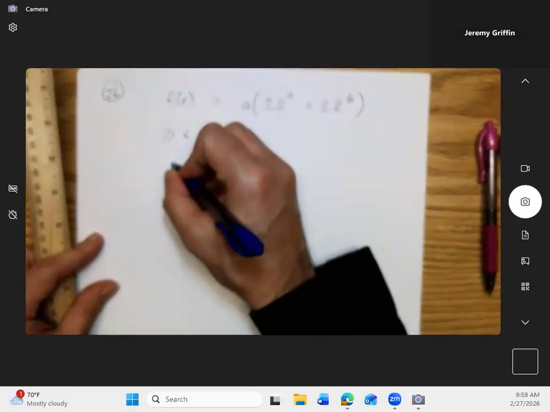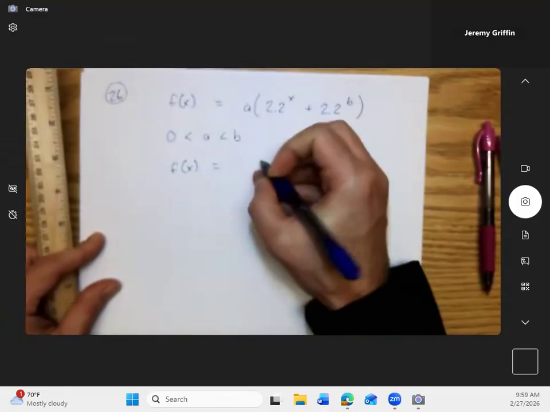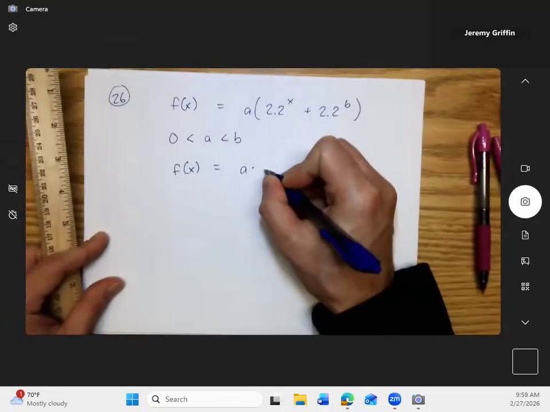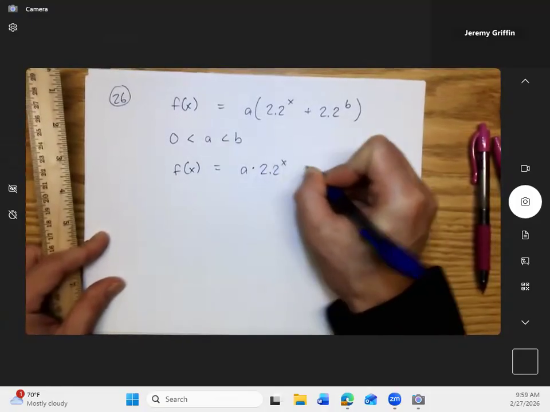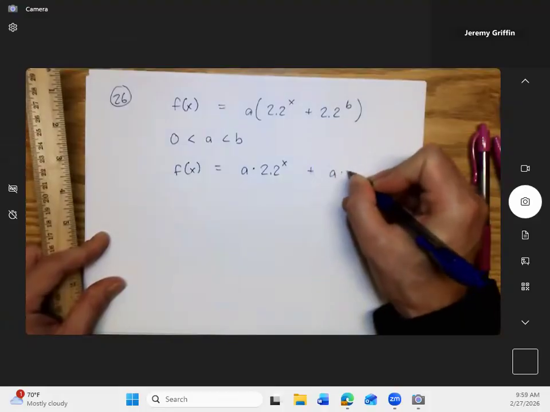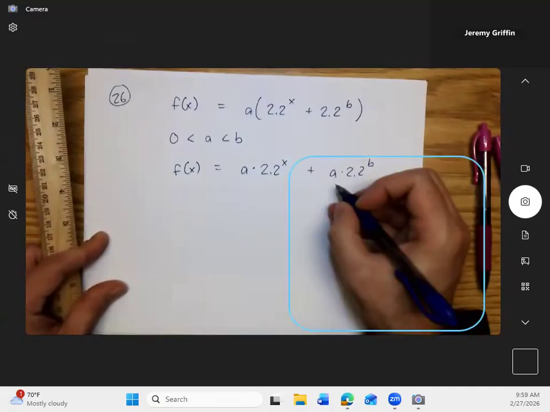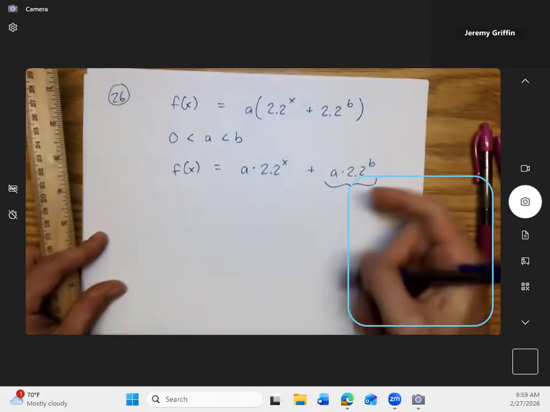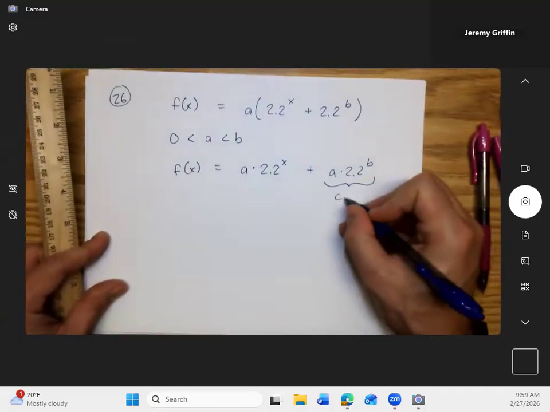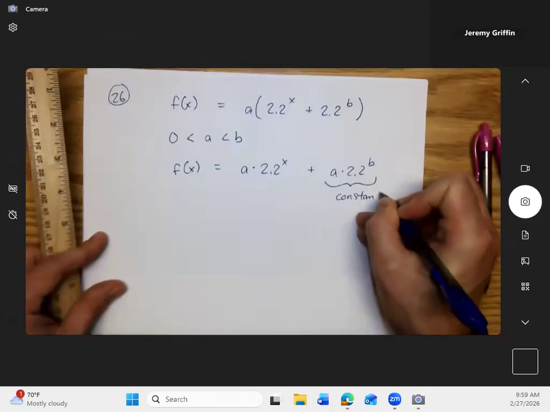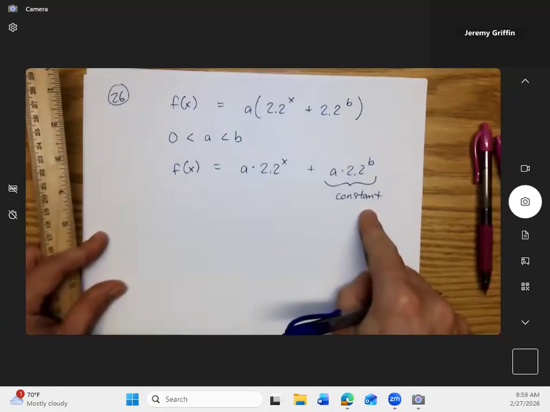I'll go back and rethink about f of x. Guys, could f of x be a times 2.2 to the x plus a times 2.2 to the b? Could it be like that? Yeah. Okay. And guys, since a and b are constants, is this whole bit over here just some constant value? Okay. That's just some number, isn't it? Isn't that just some number?